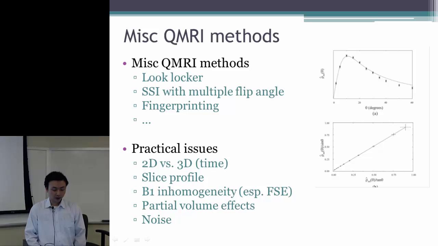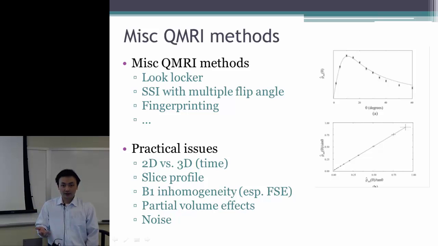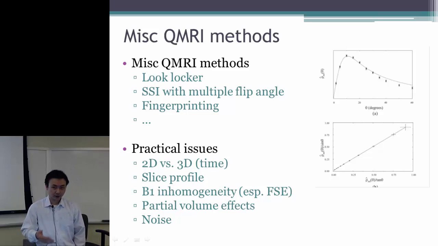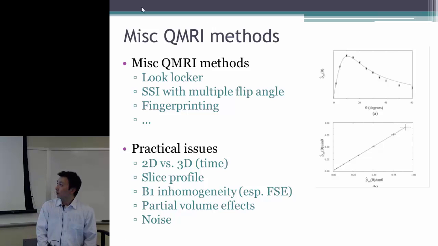Another thing related to T1 weighting and T1 quantification is the slice profile. When we excite a slice using a slice selection gradient, the slice profile is not ideally rectangular. There is a slope down at the edge of the slice profile. So for those spins located at the edge, the actual flip angle is different from the nominal one that we are using. If you use this method, it will give you a different curve.